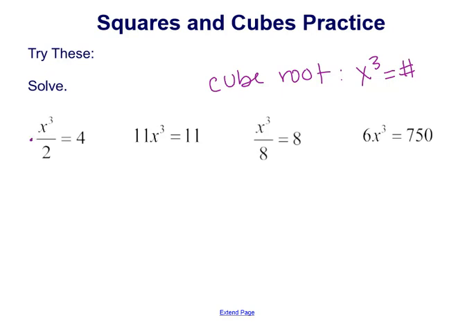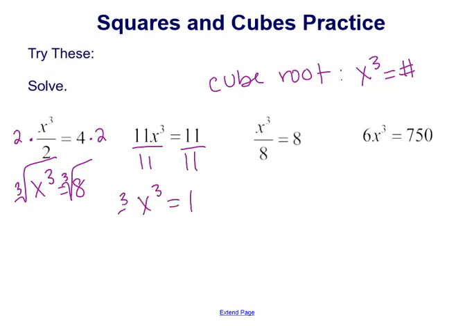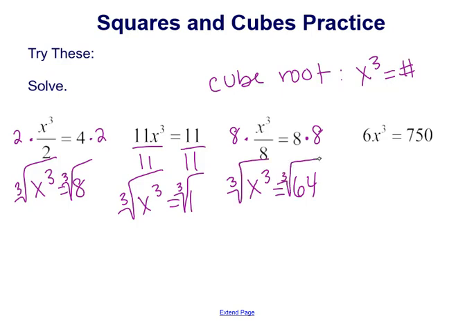For example, the first equation, we have to multiply both sides by 2 first to get x cubed equals 8, and then we can take the cube root of both sides. We have to divide both sides by 11 in the second equation to get x cubed equals 1 to then take the cube root of both sides. We have to multiply in the third equation both sides by 8 to get that x cubed equals 64 in order to then take the cube root of both sides. And then we have to divide both sides of that fourth equation by 6 to get that x cubed equals 125, and then we can take that cube root.